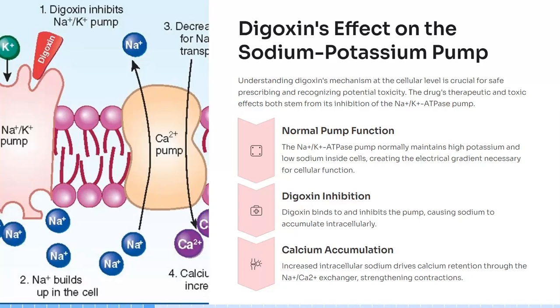Digoxin inhibition: it binds to and inhibits the pump, causing sodium to accumulate intracellularly. The increased intracellular sodium drives calcium retention through the sodium-calcium exchanger, strengthening contractions.